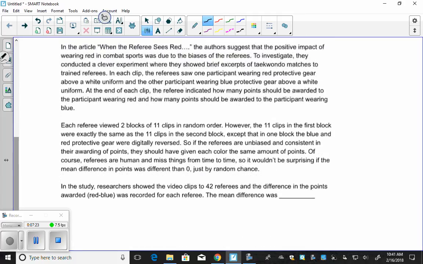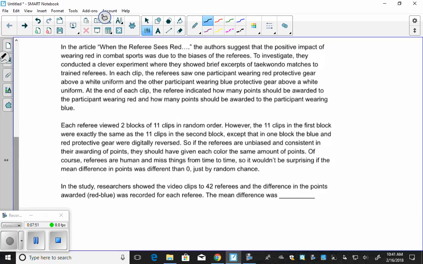In the article, the author suggests that the positive impact of wearing red in combat sports was due to the bias of referees. To investigate, they conducted a clever experiment where they showed brief excerpts from Taekwondo matches to trained referees. So these aren't new referees. These are referees who have been scoring the sport for a while.